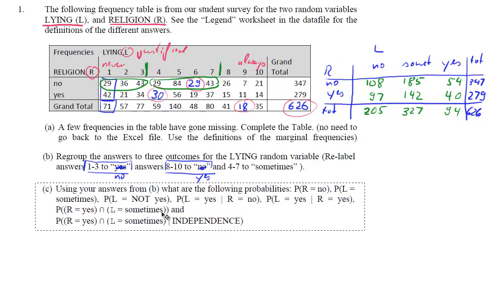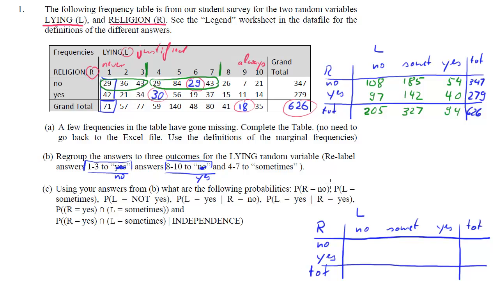So we are supposed to calculate a few probabilities. To do this, what will be easiest is to first translate this frequency table into a joint probability table. So let me do this here. So we again need the structure of the table. So now we can calculate the joint probability table. So the joint probability of religion no, lying no is 108 divided by 626. And that will be 0.173.